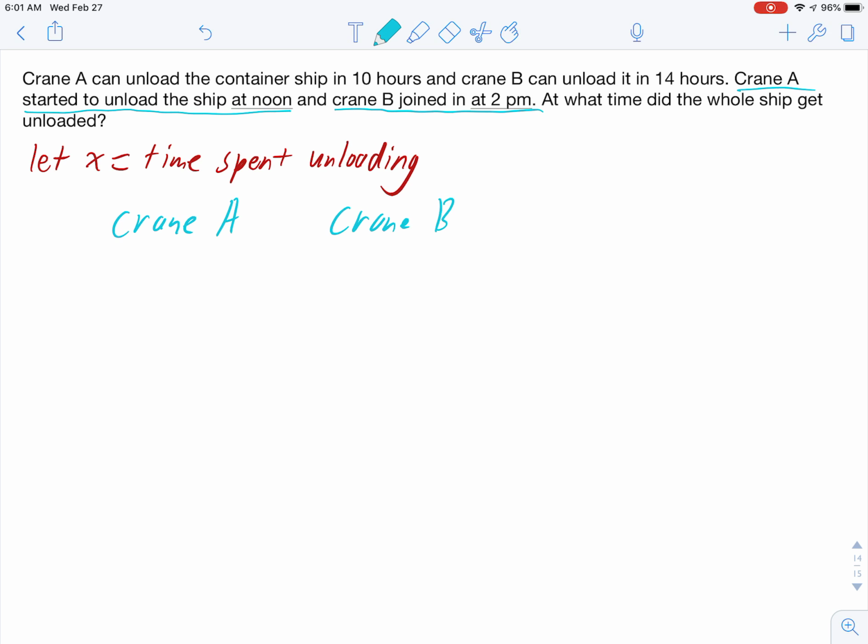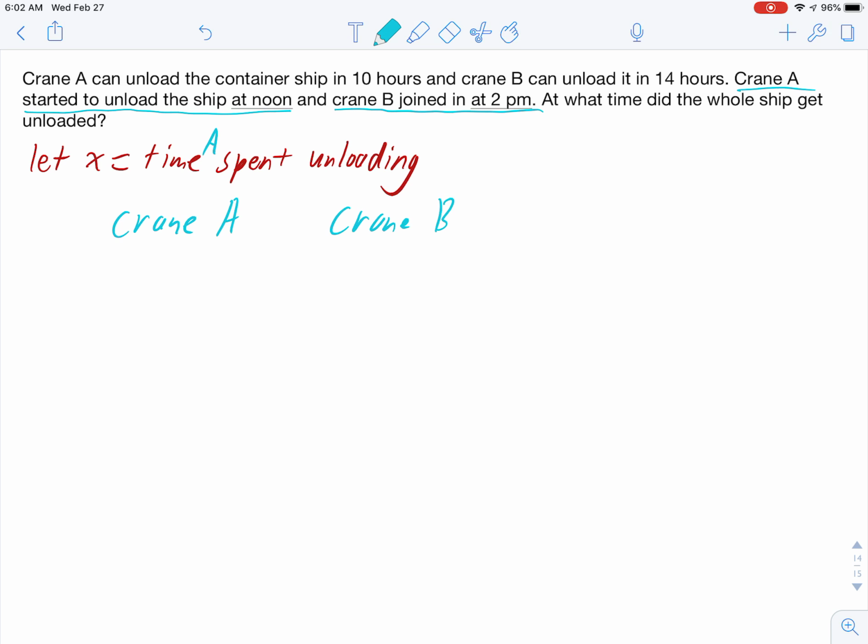So I'm going to let X actually represent, or whatever variable you want, the time spent unloading. So really it's going to be the time that crane A spent unloading. I should have written that. So the time that crane A spent unloading.